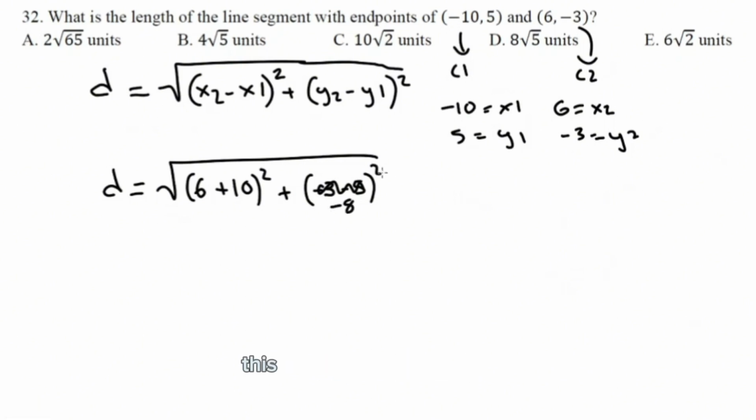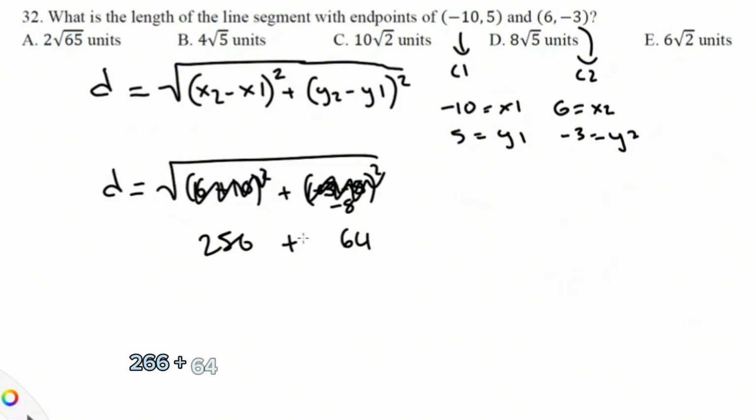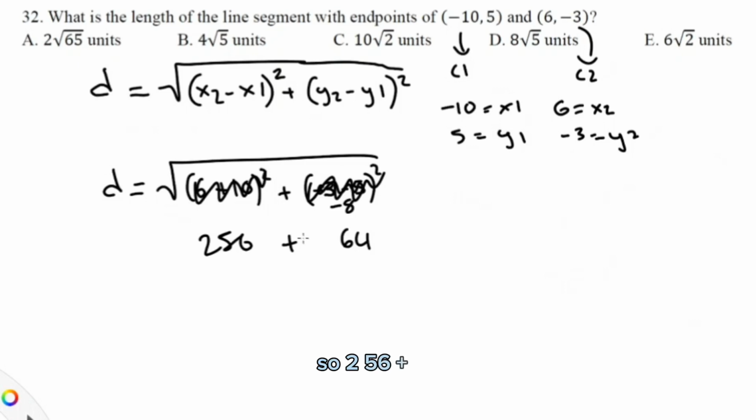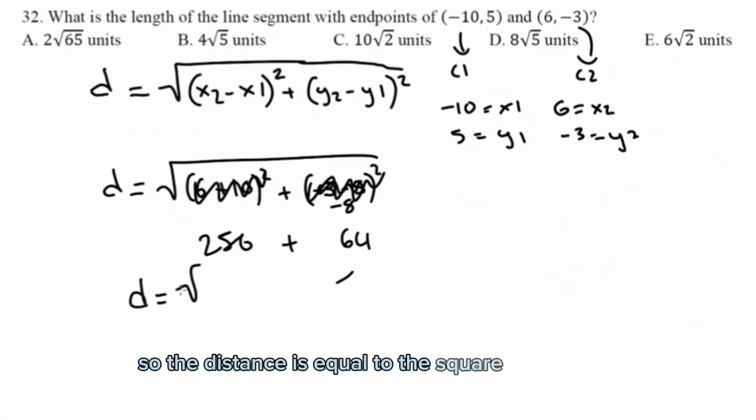The -8, this is a squared thing, right? So -8 squared is just 64. And then we have 16 squared over here. 16 squared is 256. 256 plus 64, and we're trying to find the square root of that. So 256 plus 64, that's just 320. So the distance is equal to the square root of 320.